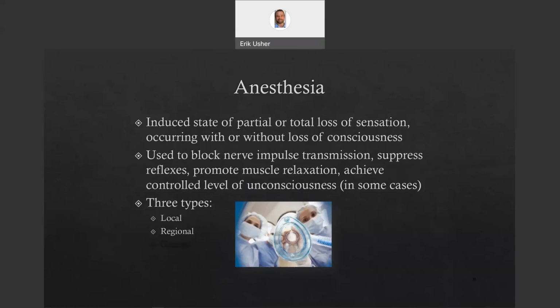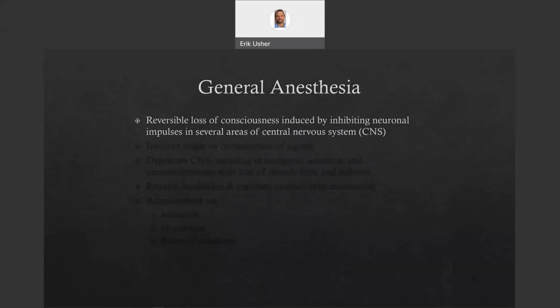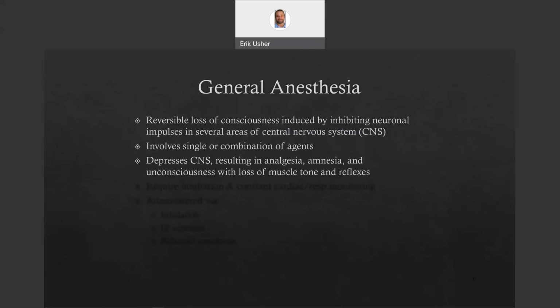We have local anesthesia, regional, and general. So general anesthesia is probably the one we're all most familiar with. That's the reversible loss of consciousness induced by inhibiting neuronal impulses in several areas of the CNS. So it involves a single or combination of drugs or agents, and usually it is a combination. It depresses the central nervous system. So you get analgesia, you get amnesia, you don't remember it, and you get unconsciousness with loss of muscle tone and reflexes. And that's calculatedly done that way. They may require intubation. Usually they require intubation and constant cardiac and respiratory monitoring.